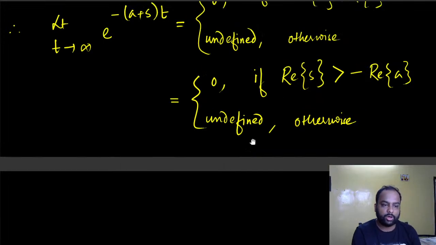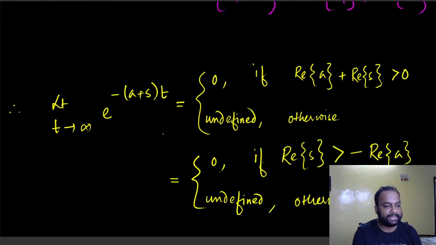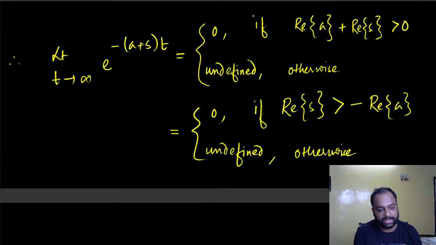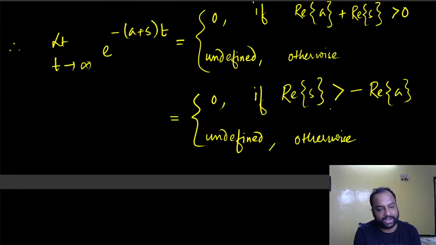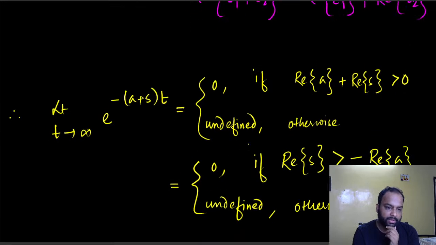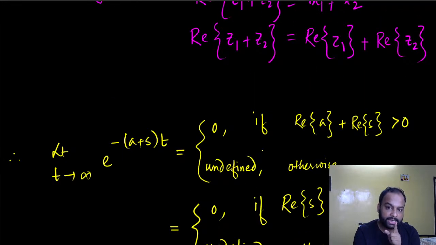Okay, so what did we just say? We say that this limit will be 0 if this condition is satisfied. So this is the condition: real part of S will have to be greater than the negative value of the real part of A. So if A is a complex number, then like that.